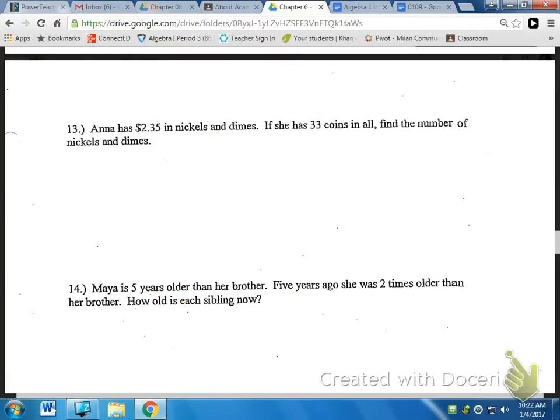Anna has $2.35 in nickels and dimes. If she has 33 coins in all, find the number of nickels and dimes. So I'm going to let N be nickels and D be dimes, if you're okay with that. My first equation is just simply going to be nickels plus dimes. How many are there total? 33. That's the quantity equation. Remember me talking about that in the past. Now let's talk about the dollar amount, or the money amount.